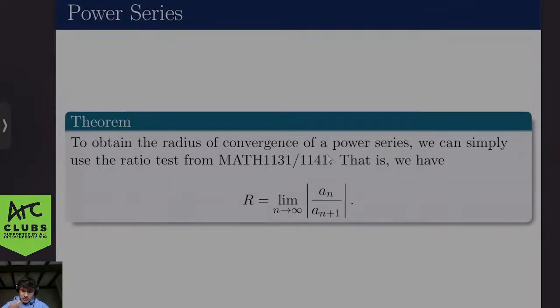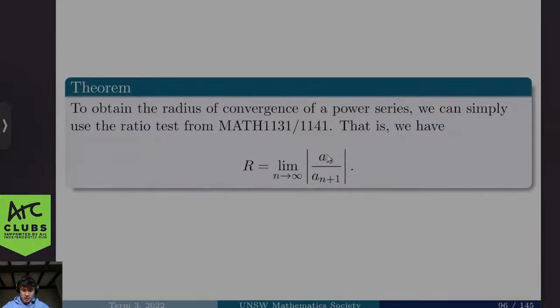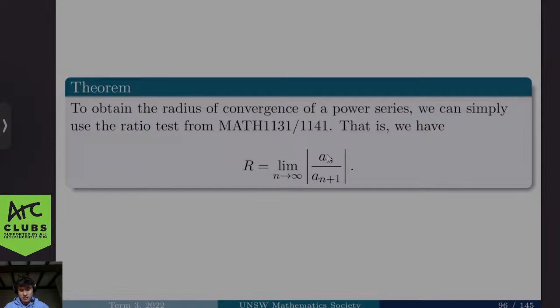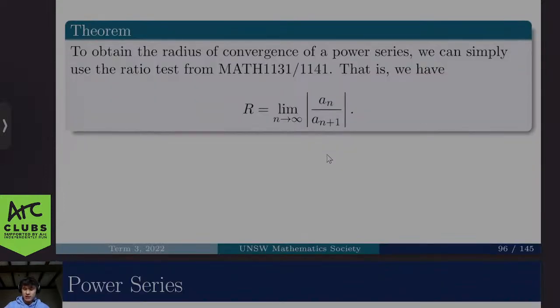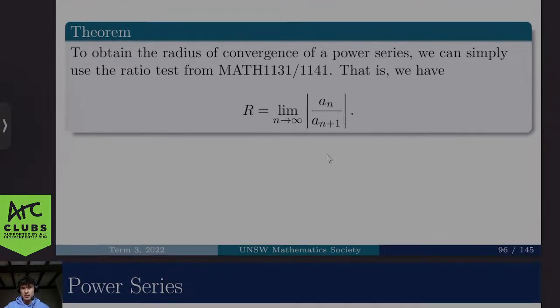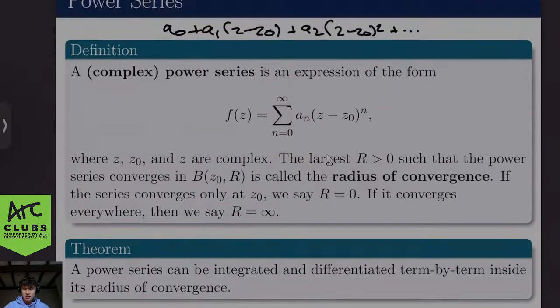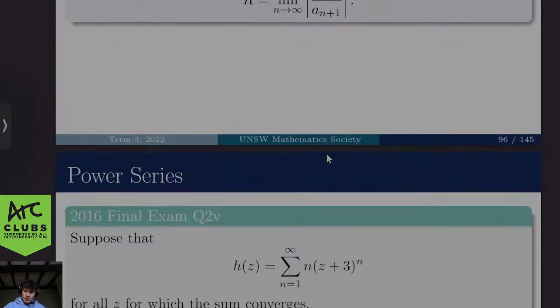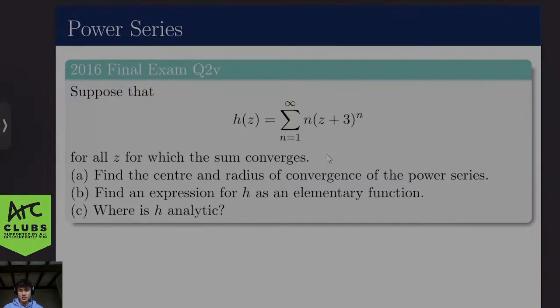Before we move on, we do need to look at how we actually determine this radius of convergence. The answer is we can use the ratio test. It's a matter of finding the limit as n goes to infinity of the absolute value of an over an plus 1. And remember, the an are our coefficients inside the power series. Alright, so let's look at an example. In this case, we have a power series that's n times (z plus 3) to the power n.